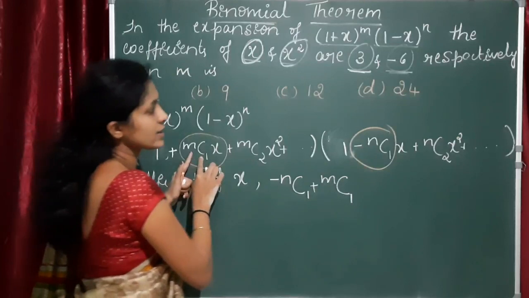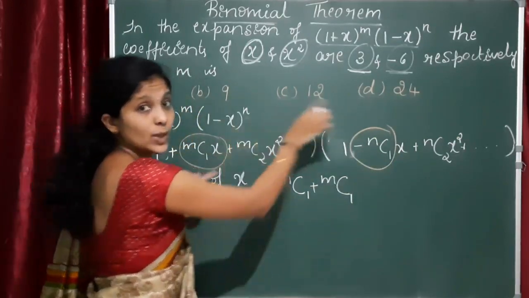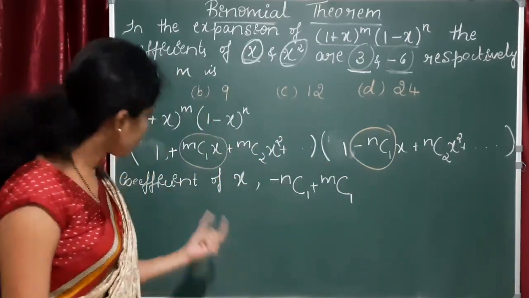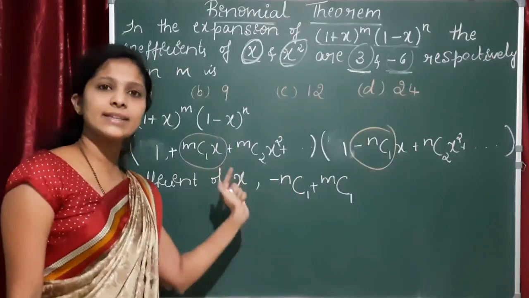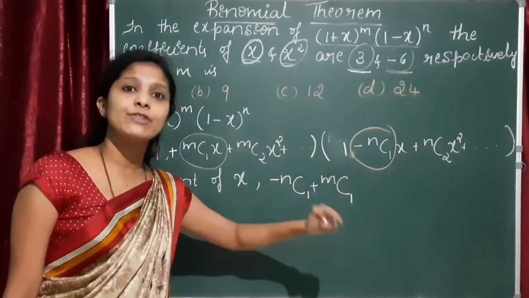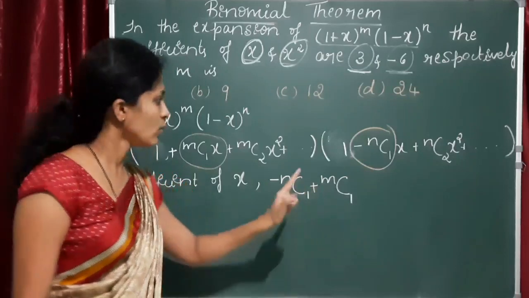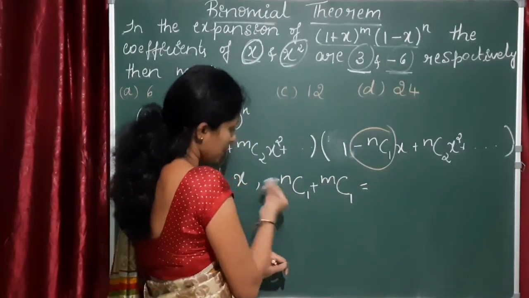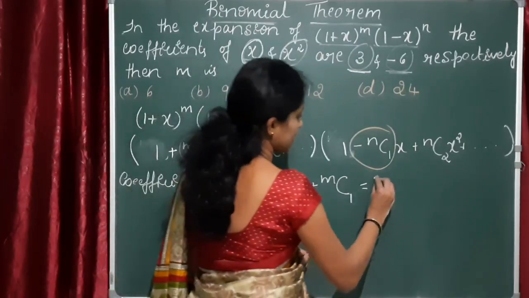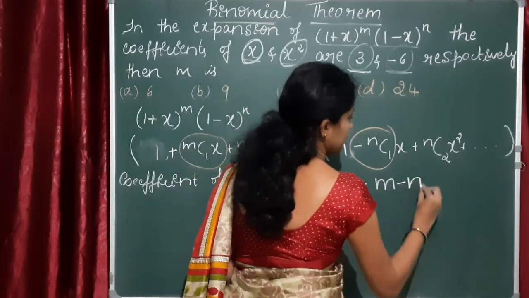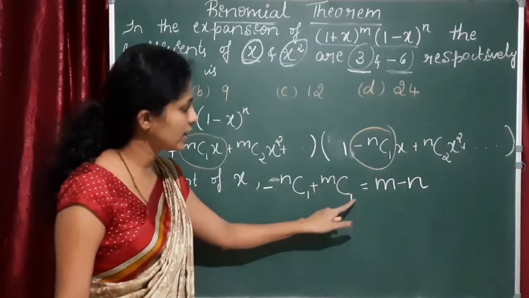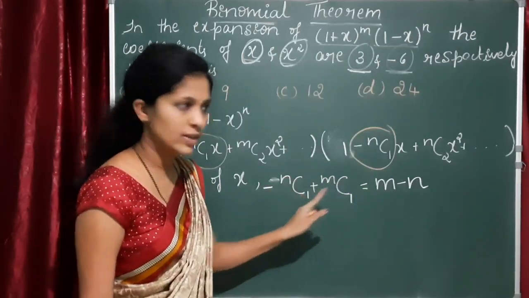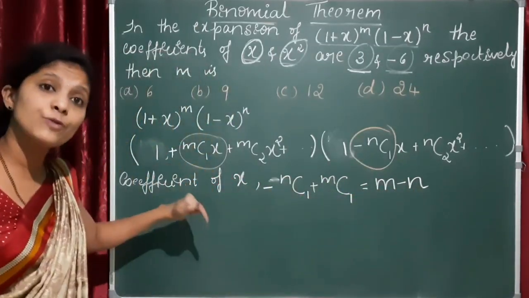If I multiply with the next term, x into x will be x square. Now we are finding the coefficient of x. Other than that, anything you multiply will be more than x. So only two terms will be there. So this is now minus nc1 plus mc1. I can write m minus n. The value of mc1 is m and the value of nc1 will be n. So this is the coefficient of x.